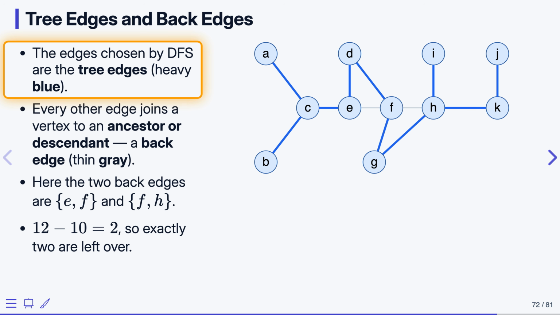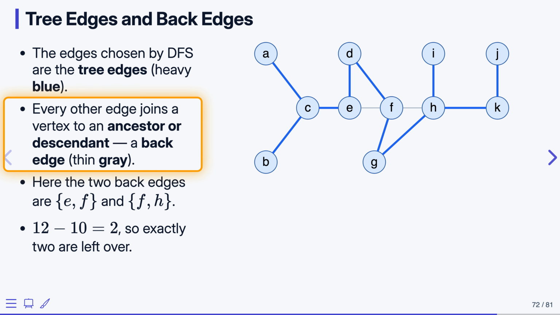When depth-first search finishes, it splits the graph's edges into two kinds. The edges it actually chose are called tree edges. We draw them as heavy blue lines. There are 10 of them. Every other edge of the graph is left over. Each leftover edge joins a dot to one of its own ancestors or descendants in the tree. Those are called back edges, and we draw them thin and gray.